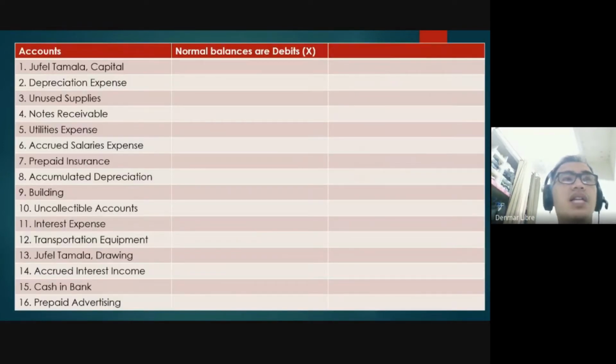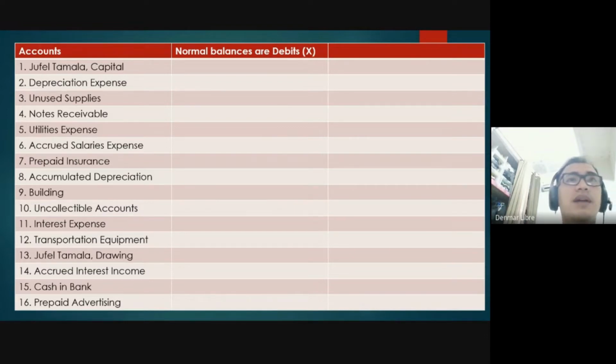So these are the given accounts: Jofel Tamala Capital, Depreciation Expense, Unused Supplies, Notes Receivable, Utilities Expense, Accrued Salaries Expense, Prepaid Insurance, Accumulated Depreciation, Building, Uncollectible Accounts, Interest Expense, Transportation Equipment, Jofel Tamala Drawing, Accrued Interest Income, Cash in Bank, and Prepaid Insurance.